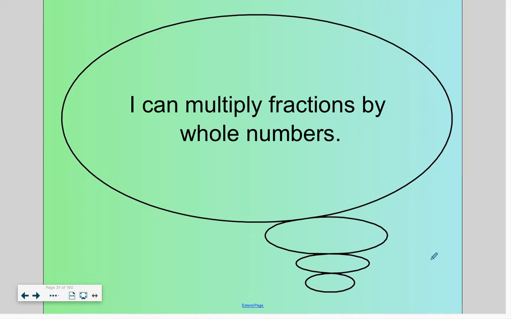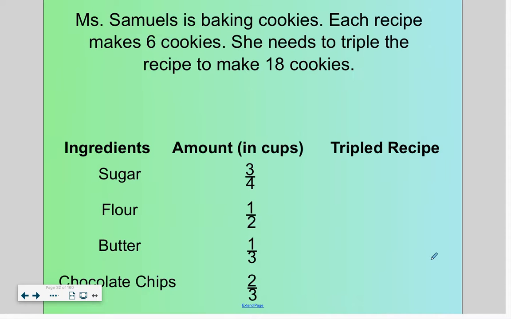Today we are going to multiply fractions by whole numbers. Miss Samuels is baking cookies. Each recipe makes 6 cookies. She needs to triple the recipe to make 18 cookies.